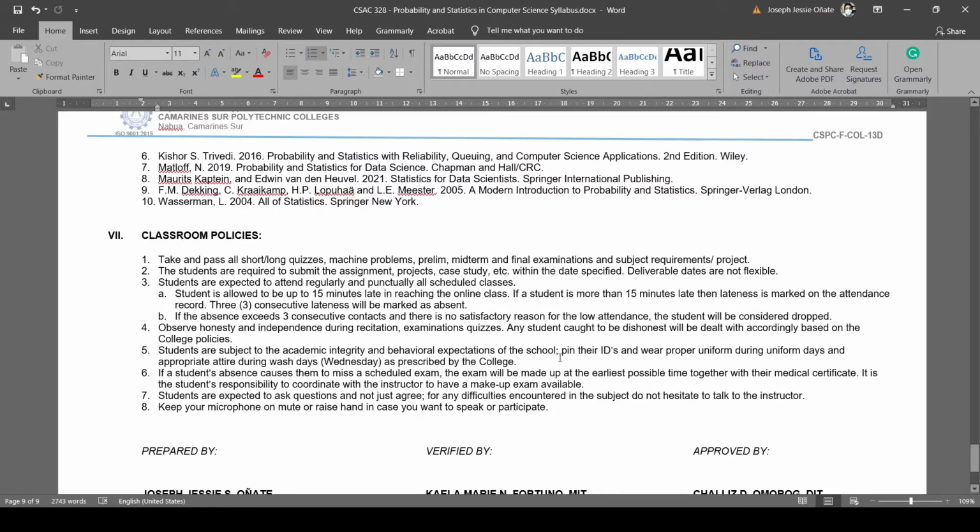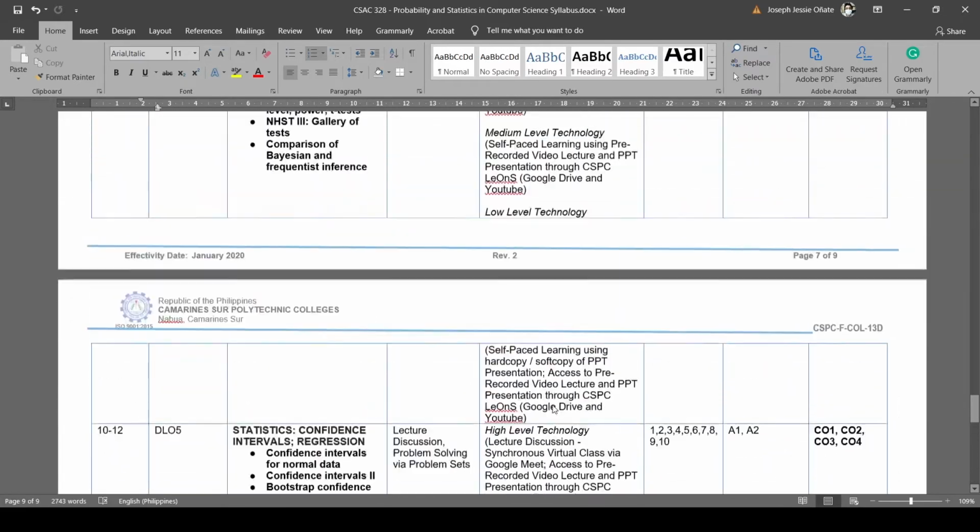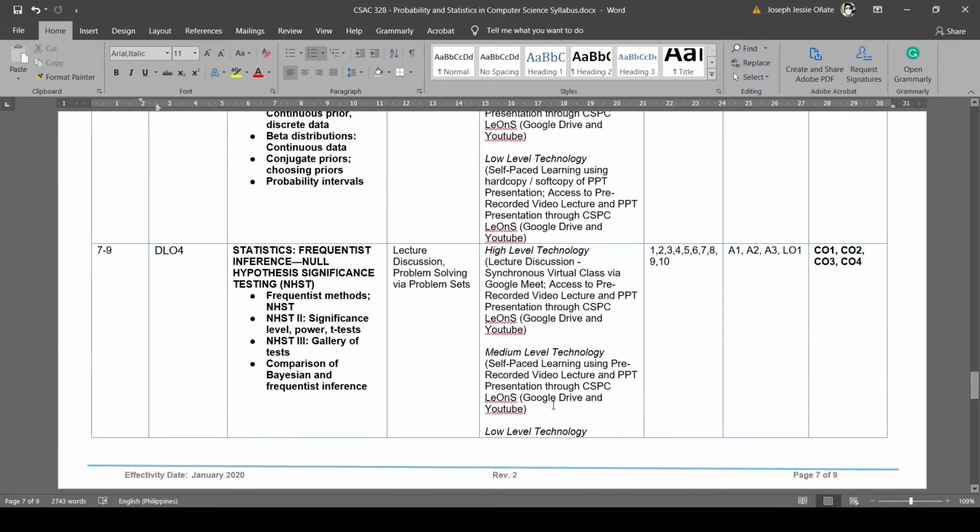Students are subject to the academic integrity and behavioral expectations of the school. I will update this and remove some of the unnecessary classroom policies. And lastly, keep your microphone on mute or raise your hand in case you want to speak or participate whenever we are conducting synchronous classes. So that will be all for our syllabus.